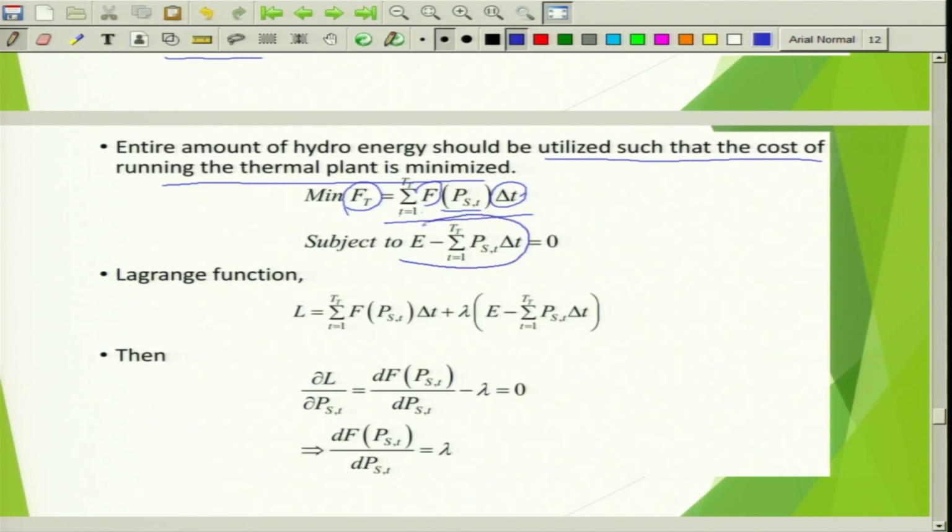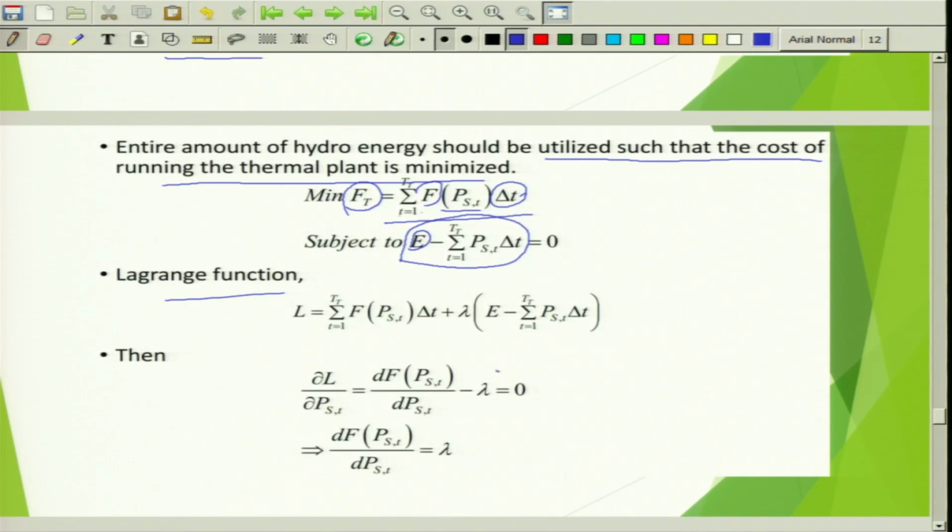What is this constraint? The energy demand E is nothing but the energy demand of the load minus the energy that the hydro can supply, minus the total energy supplied from the thermal power plant, equal to 0. Then only do you get the ultimate power generation equal to load. Thermal plus hydro put together will be equal to the load demand.